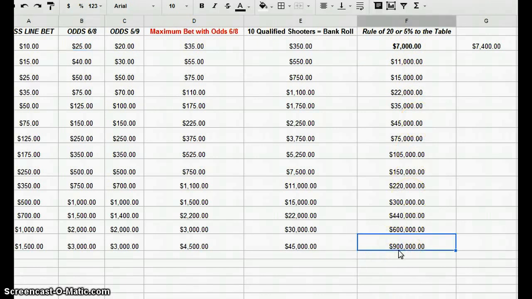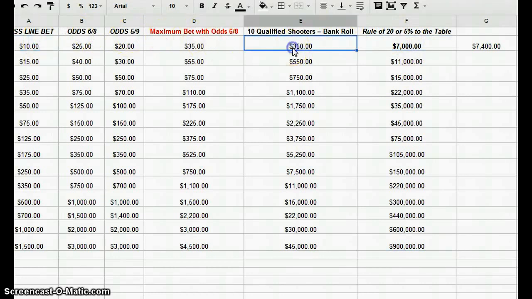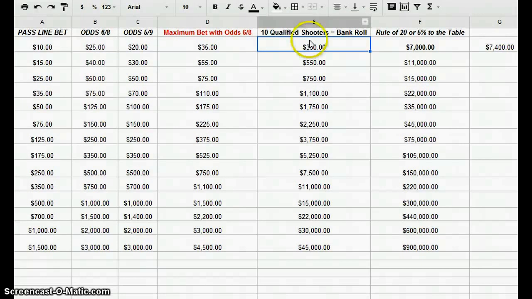I love this one, 900,000. Can't wait to get there. But understanding bankroll, starting bet size, and 10 qualified shooters, and how it all interrelates is the subject of Grafstein's chapters 4, 5, and 6 as he gets into betting progressions and things like that.